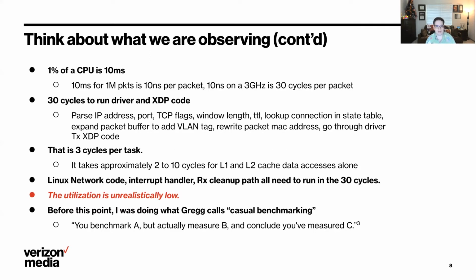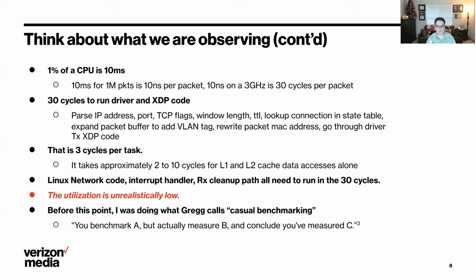Now, when we break that down, that turns out to be about 10 nanoseconds or 30 cycles per packet. That 30 cycles had to run driver code and our XDP code. In our XDP code alone, there were 10 key tasks being performed. So that roughly leaves about 3 cycles per task. And when you start thinking about 2 to 10 cycles to load just L1 and L2 cache accesses, and the fact that we have to think about interrupt handling and receive side cleanups in that path as well, this starts to become a very unrealistically low CPU utilization.